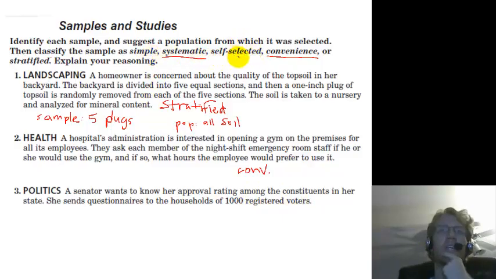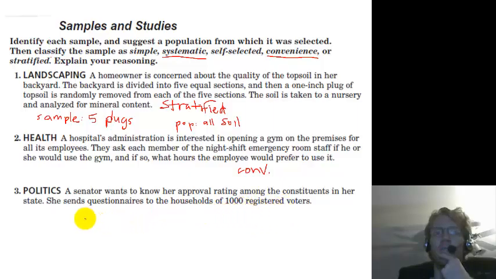So it's not self-selected. It's not stratified. It's not convenience. It's not systematic. I suppose you could say it is simple, but only to a subset, which is the registered voters. Yeah, that's a little bit tricky, in fact. So I would say it's simple because it's to random voters, but you're looking only at the registered voters.